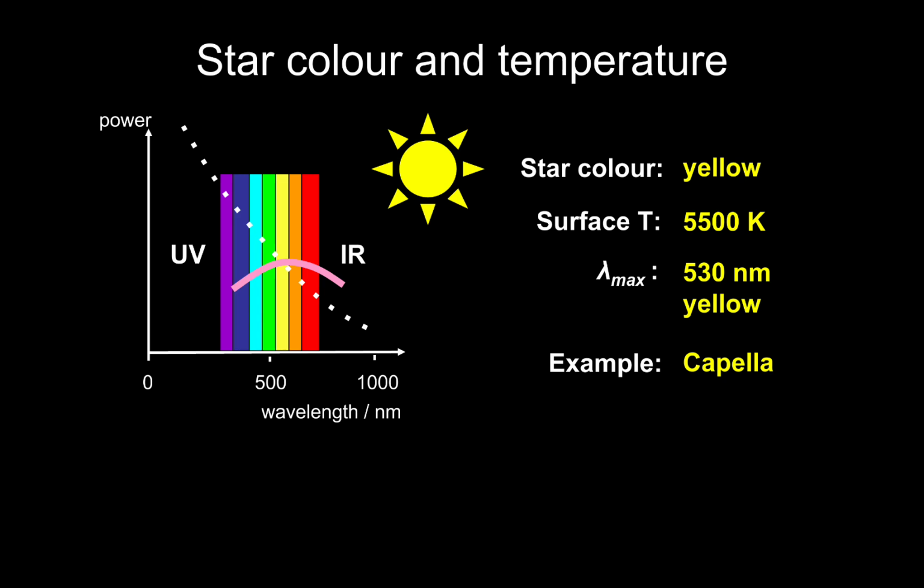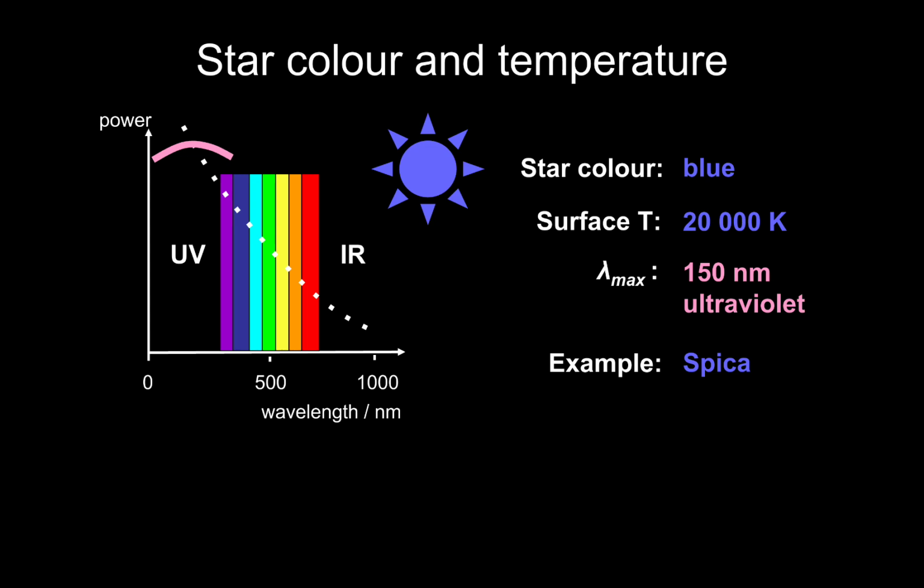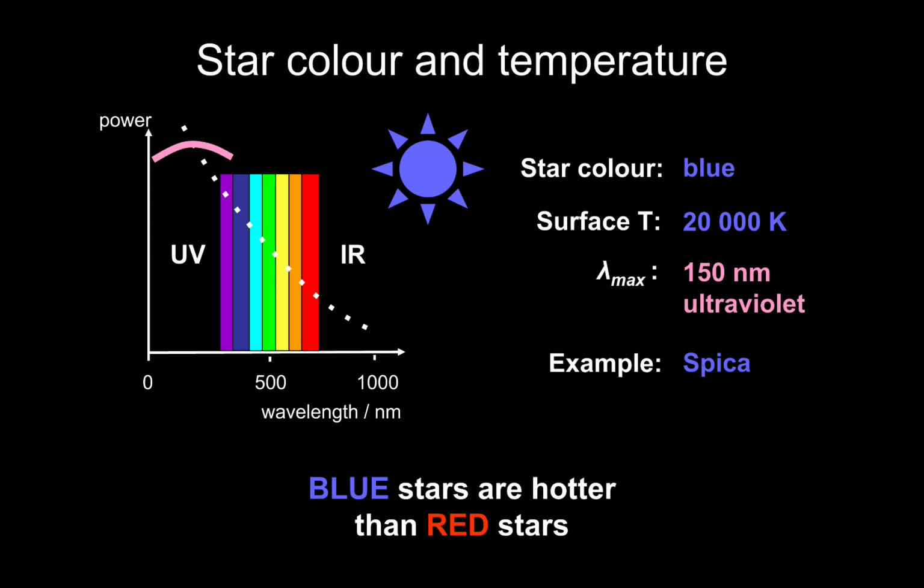Yellow, so getting hotter again, surface temperature 5,500 Kelvin. Wavelength shifting to be shorter again, so 530 nanometers, which is yellow. An example of that's Capella. White stars, surface temperature is increasing again, 7,500 Kelvin. Peak wavelength is 386 nanometers. Example of that's Altair. Blue stars, surface temperature even higher again, 20,000 Kelvin. Peak wavelength is in the ultraviolet. Spica as an example. So essentially blue stars are hotter than red stars. All right, so don't think red is hot. Blue is the hottest.